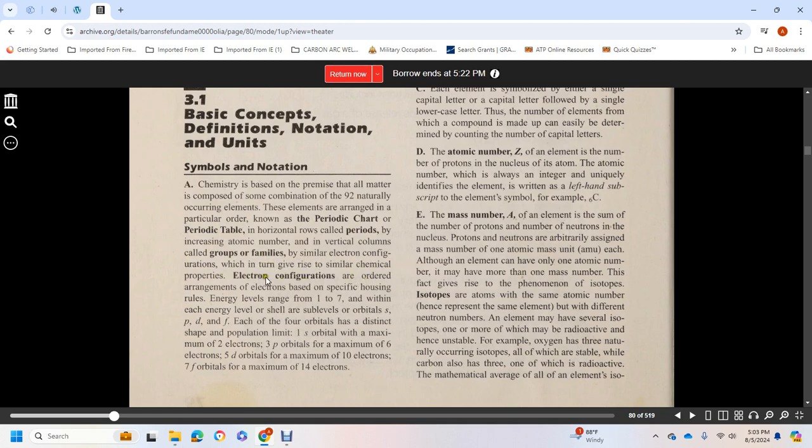Electron configurations are ordered arrangements of electrons based on specific filling rules. Energy levels range from 1 to 7, and within each energy level are shells or sublevels, orbitals of s, p, d, and f. Each of the four orbitals has a distinct shape. The population limit: the 1s orbital has a maximum of 2 electrons, the 3p orbital has a maximum of 6 electrons, the 5d orbital has a maximum of 10 electrons, and the 7f orbital has a maximum of 14 electrons.